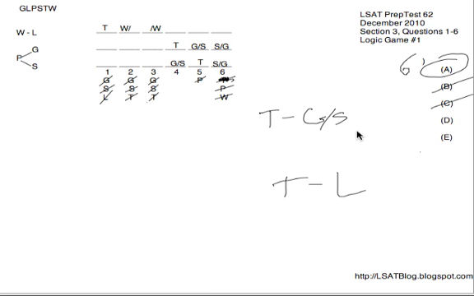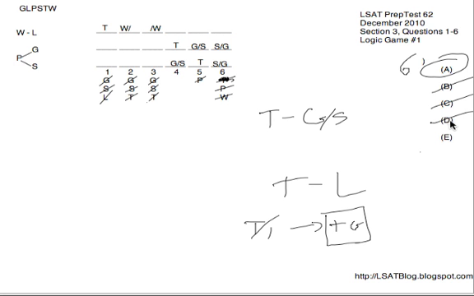Next, looking at D, if T was not first, it must be immediately before G. So if T is not 1, then T is immediately before G. Is that equivalent? No, it's actually much more limiting, because in the second and third diagrams here, where T is not on 1, T is immediately before G or immediately before S. So by limiting it to G in particular, it's too limiting and D is gone.